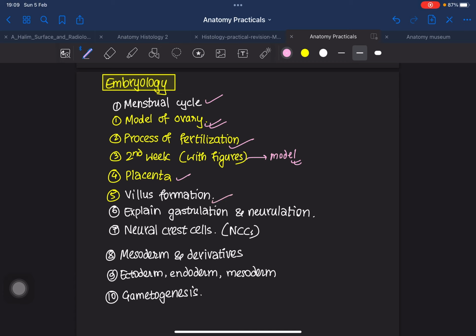Villus formation, gastrulation and neurulation. Neural crest cells, very important. Neural crest cells, very, very important. Similarly, mesoderm and its derivatives are also very important. Similarly, know about the ectoderm, endoderm and mesoderm and gametogenesis as well. Okay, for your information.